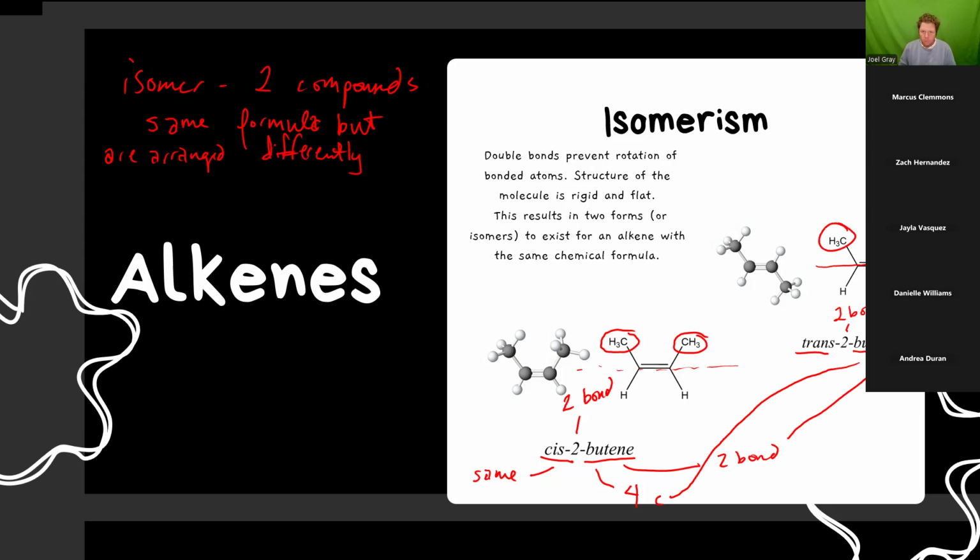Now, the question of do only alkenes have isomers? No, they do not. Alkenes are kind of the easiest entry into isomers. This is an example of isomerization, or this is an example of two different isomers. This is an example of your cis trans isomers. Does that answer your question, Alex?